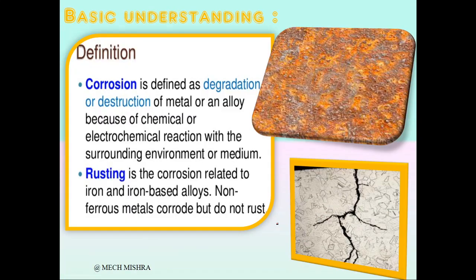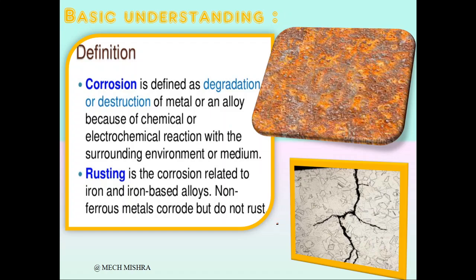Now we'll see the first topic, the basic understanding. We will start with the basic definition of corrosion. So what is corrosion? Corrosion is the degradation or destruction of a metal or an alloy because of chemical or electrochemical reaction with the surrounding environment or medium. When metal reacts with its environment and starts degrading, that is a degradation mechanism, and that degradation process we call corrosion.